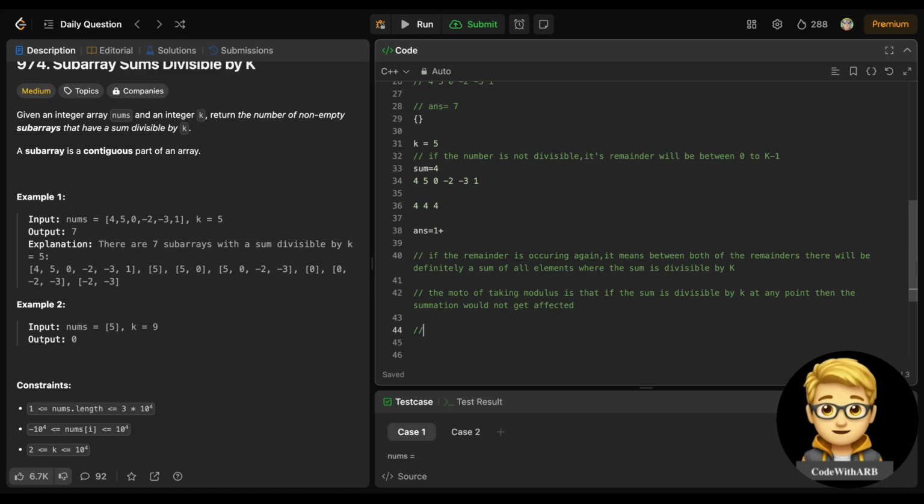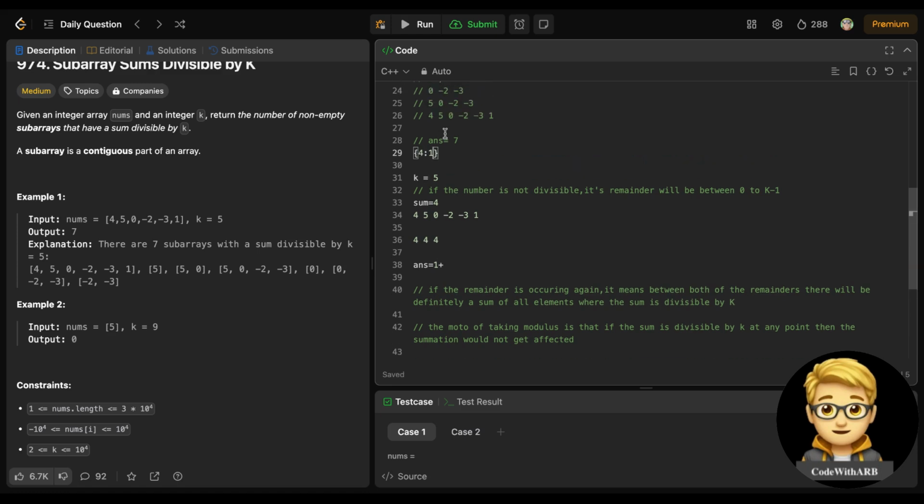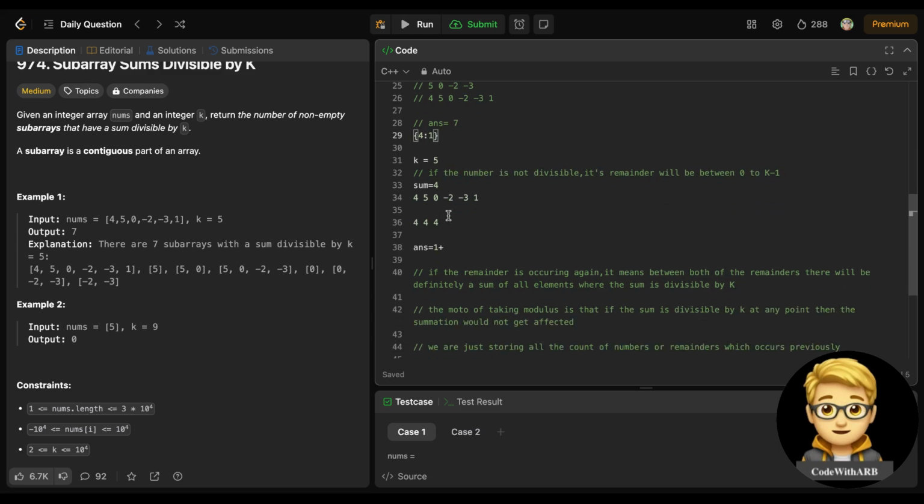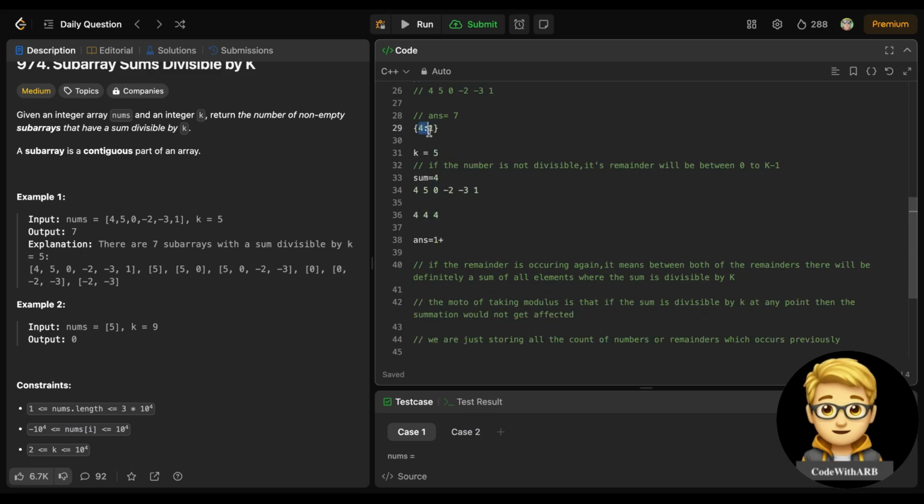So what we are doing is just storing all the numbers or remainders which occurred previously, right? All the counts of numbers or remainders which occurred previously. So what are we doing? This 4 is occurring, so I will store this 4. I will take a hash map or something for storing. You can take anything, whatever you want. I am taking a hash map for counting, right?